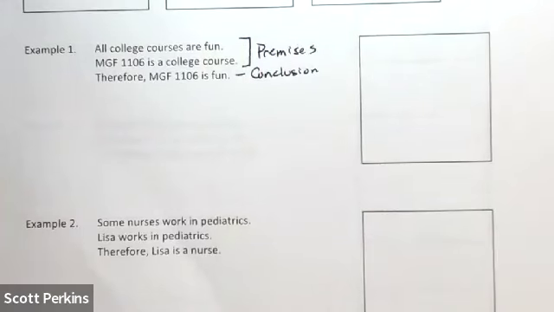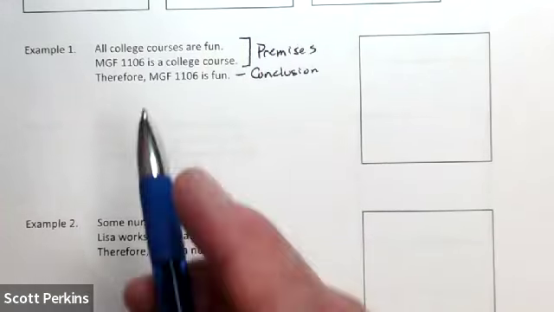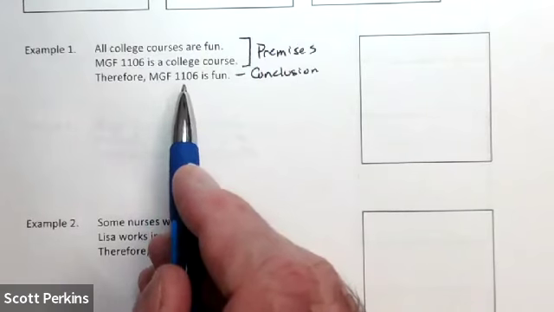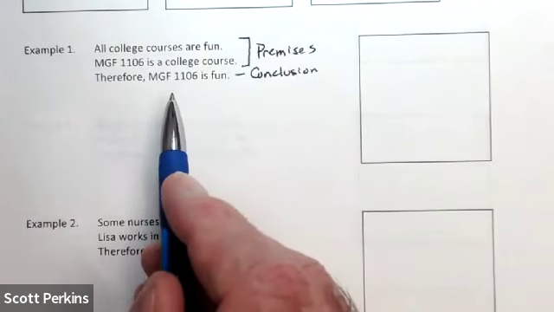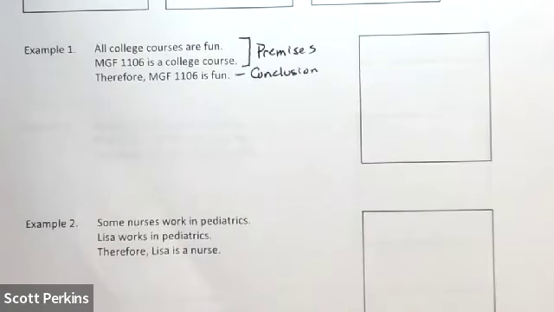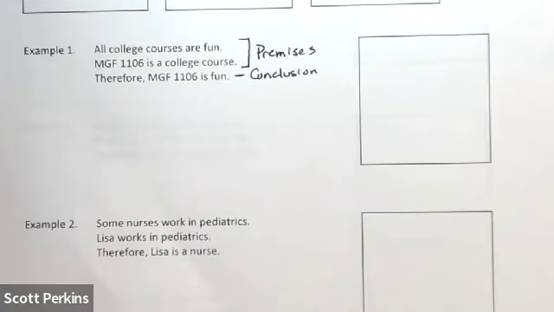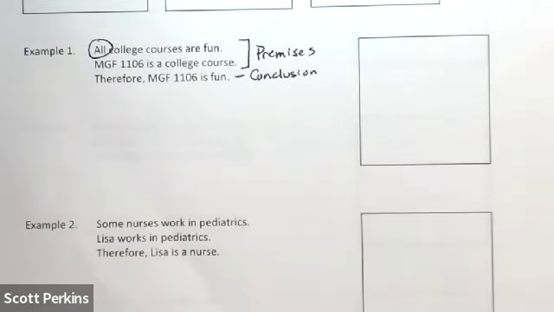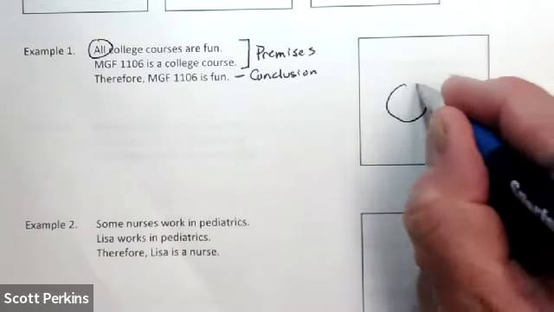So the question I want to answer is, is this the only conclusion that I can make from those premises? Well, we're going to see. Give you a second to get caught up to my writing. All right, so all college courses are fun. Well, we just saw this is an all statement in our practice Venn diagram. So I'm going to write one circle inside another.